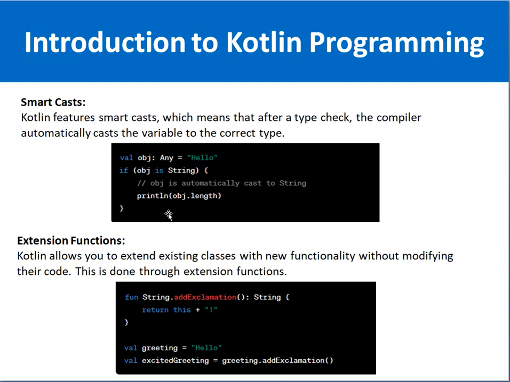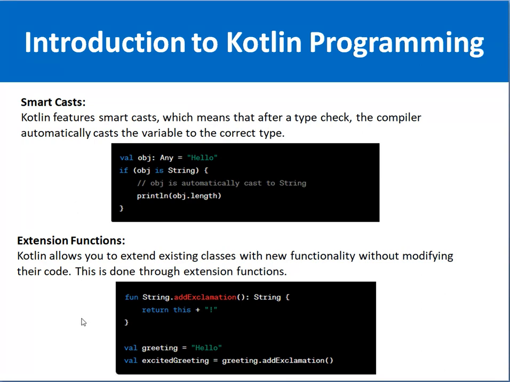Kotlin has a feature of smart casting, which means that after a type check, the compiler automatically casts the variable to the correct type. If you see here, var obj: Any = "Hello"; if obj is a string, println(obj.length). So here, the compiler will automatically treat this object as a string. It is the ability of the compiler to automatically cast the variable to the string. That is called smart casting.